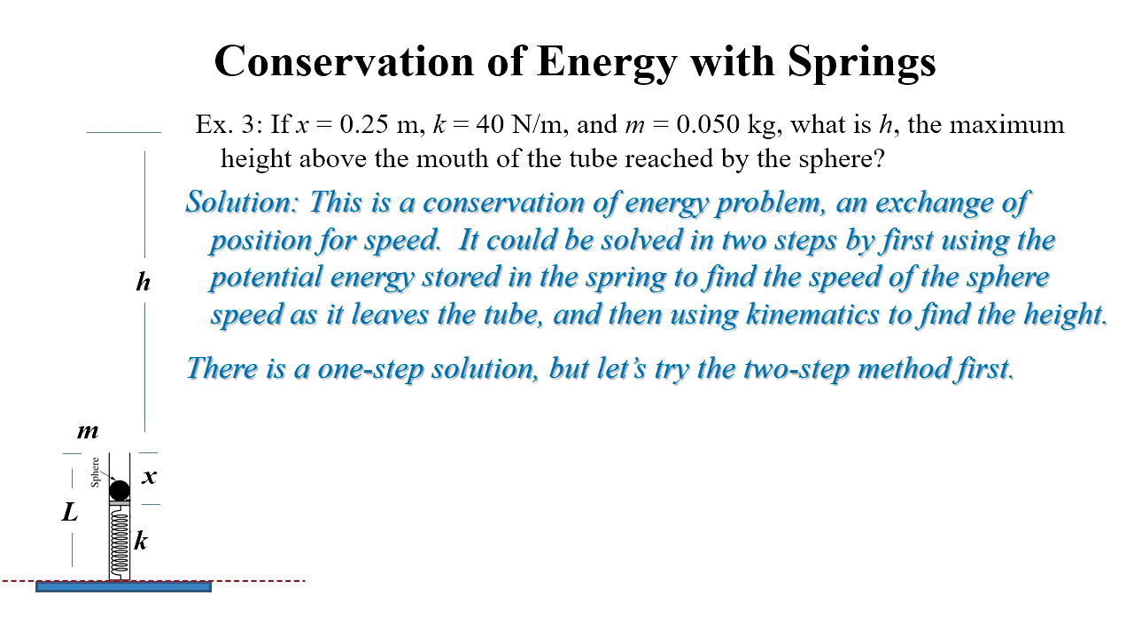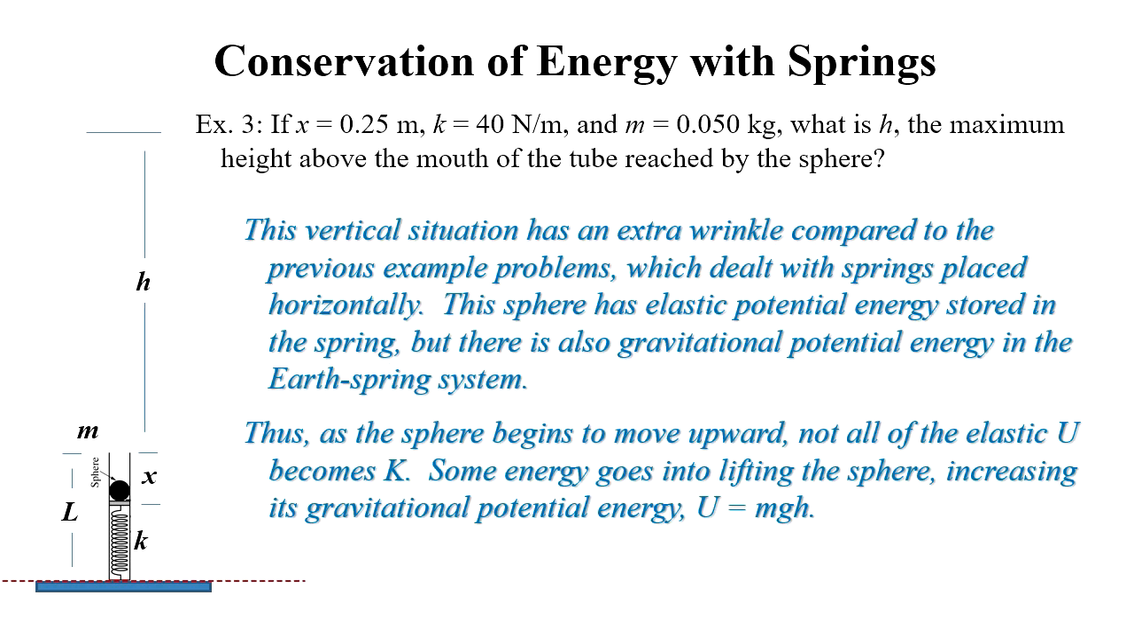This vertical situation has an extra wrinkle compared to the previous example problems, which dealt with springs placed horizontally. This sphere has elastic potential energy stored in the spring, but there's also gravitational potential energy in the Earth-spring system. Thus, as the sphere begins to move upward, not all of that elastic U is going to become kinetic energy K. Some of the energy is going to go into lifting the sphere, increasing its gravitational potential energy.